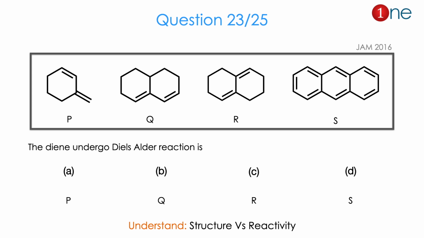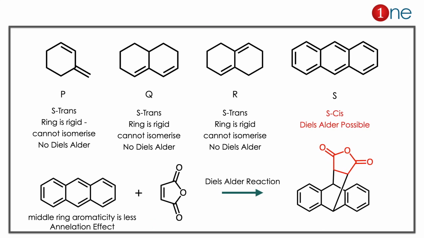So from the question to the product, you might realize the question is really about structure versus reactivity. The answer is D. Let us see how. Here P, Q, R are in trans conformation. We cannot convert them into cis because of the rigid structure. So it cannot isomerize, no Diels-Alder reaction.